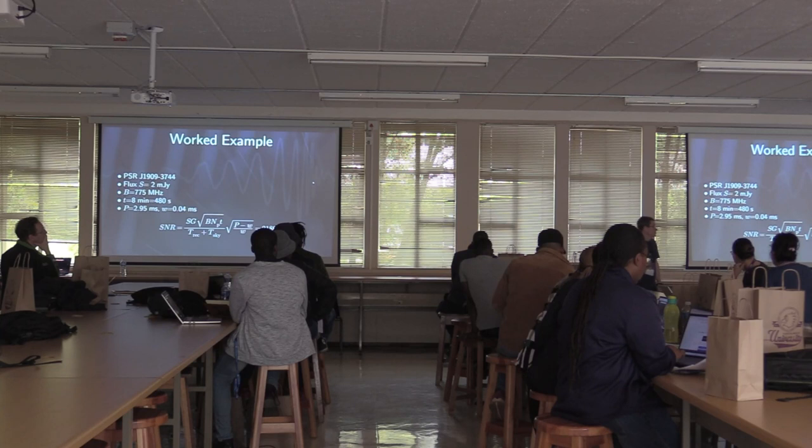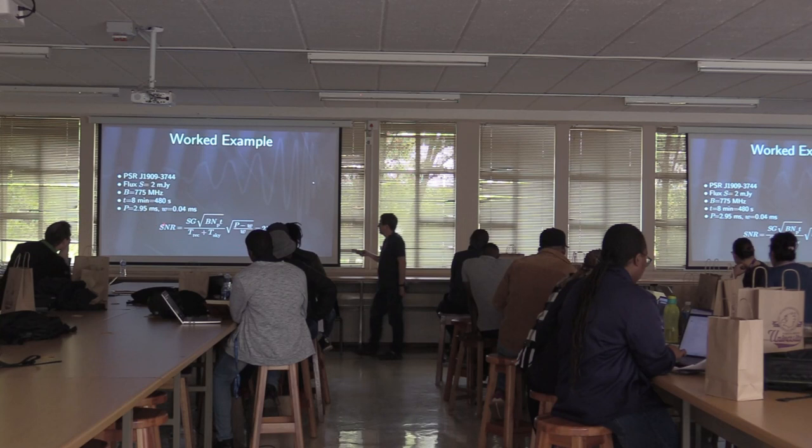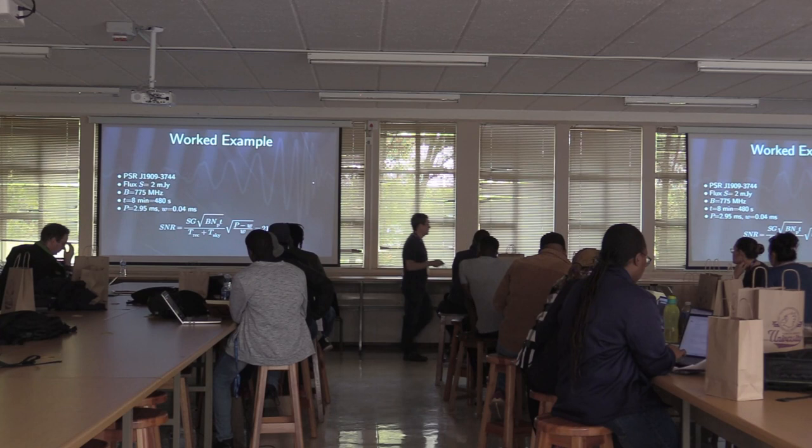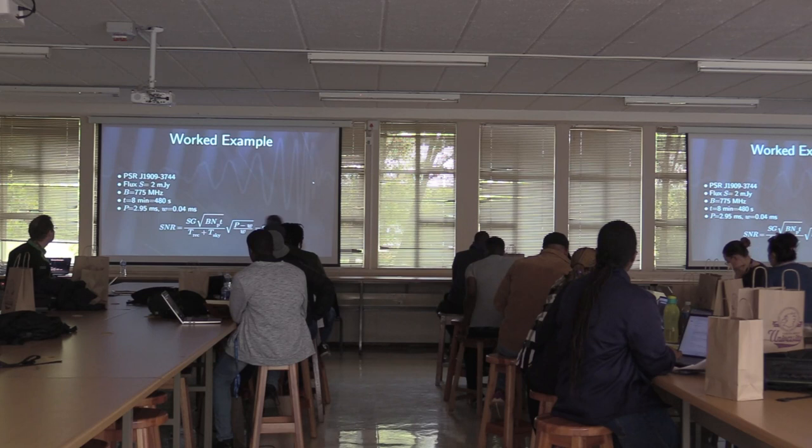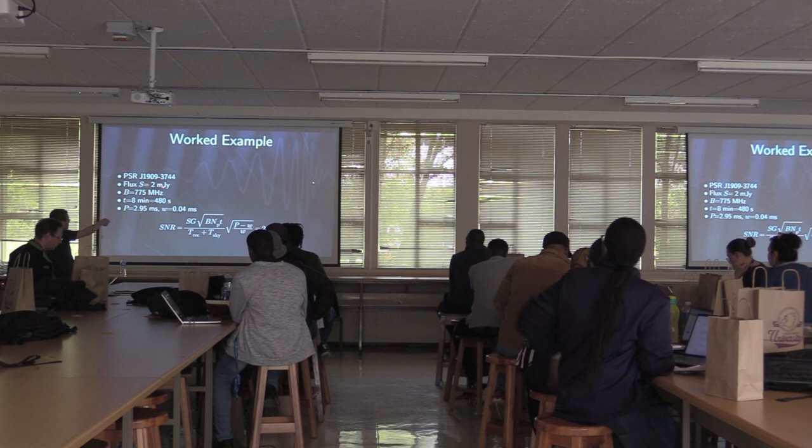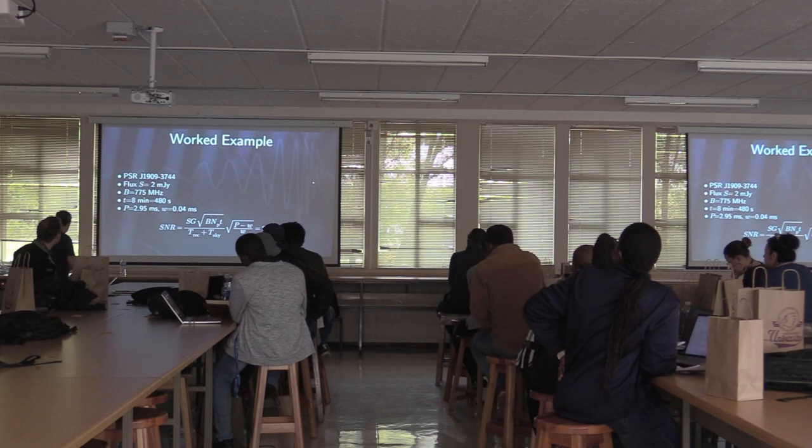And the pulse is only 14 microseconds wide, or 0.04 milliseconds. So if you were to pull out your trusty calculators, thump in these numbers, you would find you should get a signal to noise of about 2,000, if you look at this pulsar. So let's do that. The flux is 2 millijanskies, which unfortunately is 2 times 10 to the minus 3. If you were to pull out a calculator and do this, you would find you get 2,108.